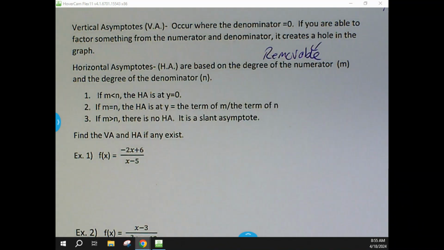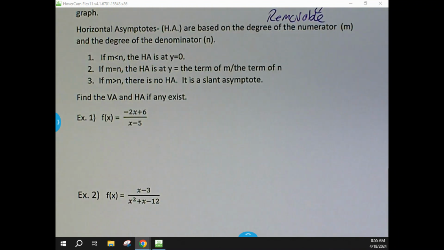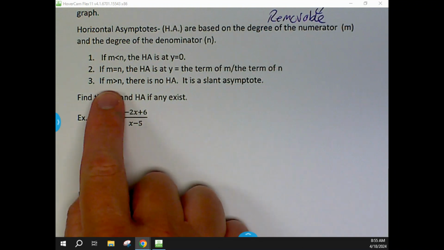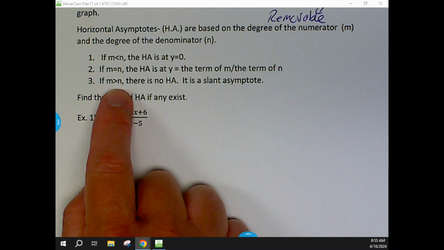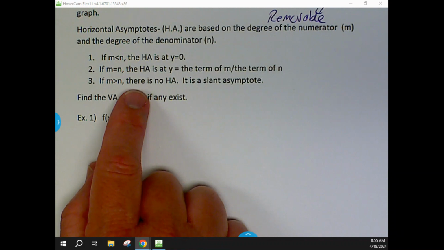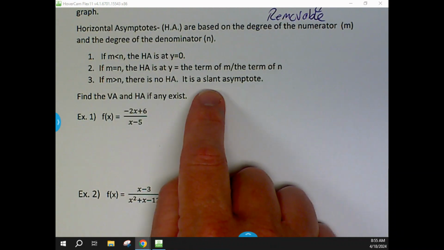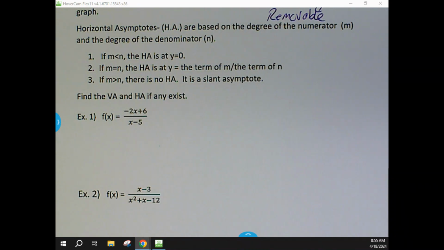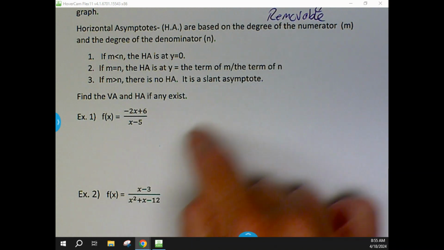All right, and then number 3, this is the one I hope you get. You'll probably get some of these as we go through this. If the degree of the numerator is greater than the denominator, you don't have a horizontal asymptote. It's a slant asymptote, but we're not going to worry about graphing it. They'll show you that in pre-cal, where they go one extra step. When you get into pre-cal, you'll do synthetic division to find the equation of the line, and then you graph that line, and that becomes your slant asymptote.